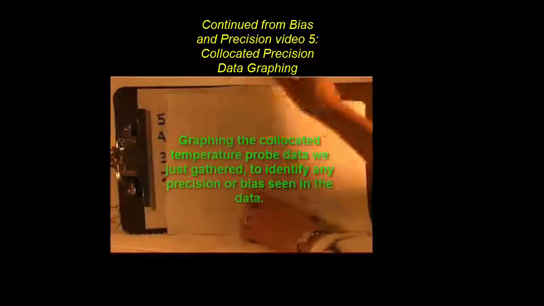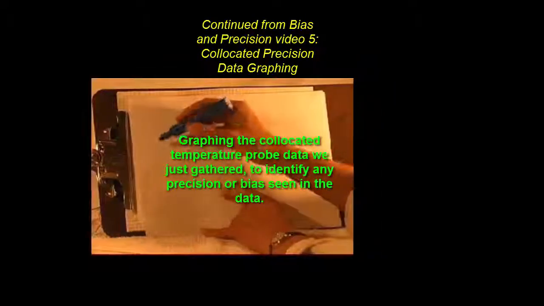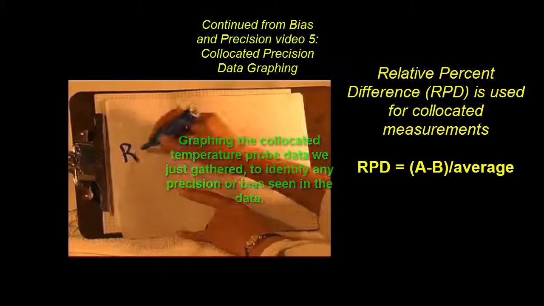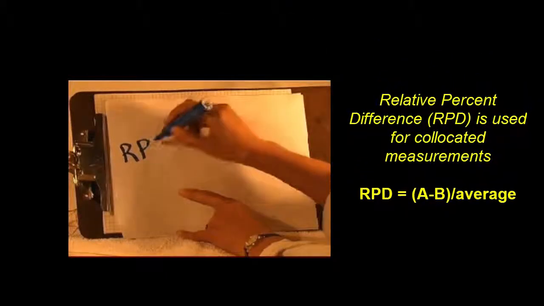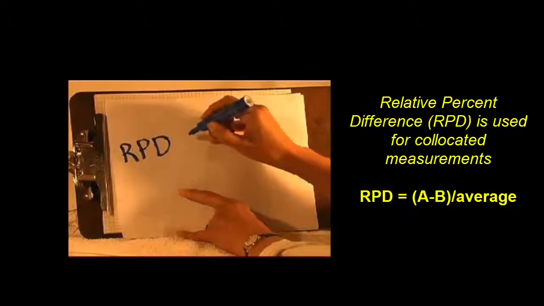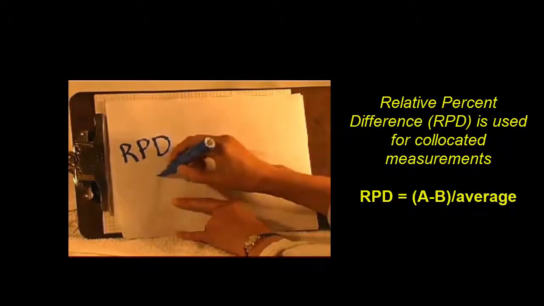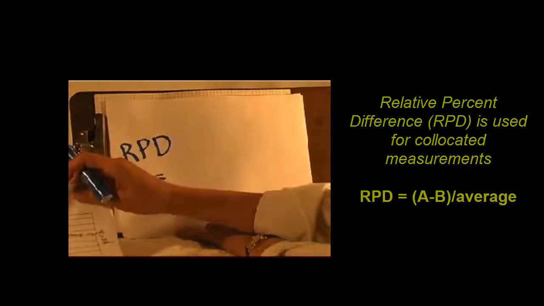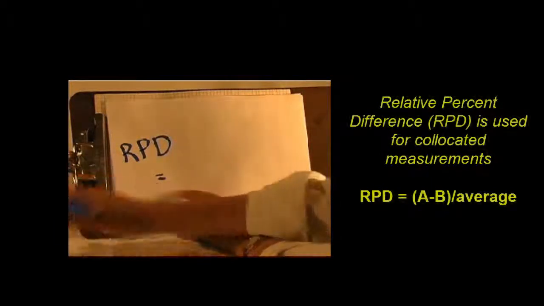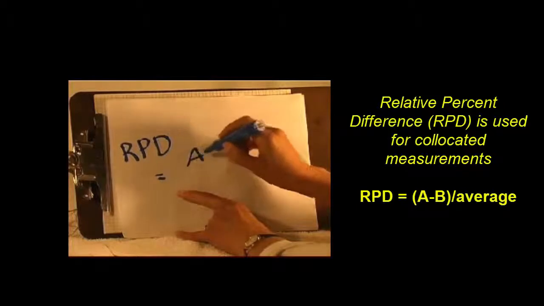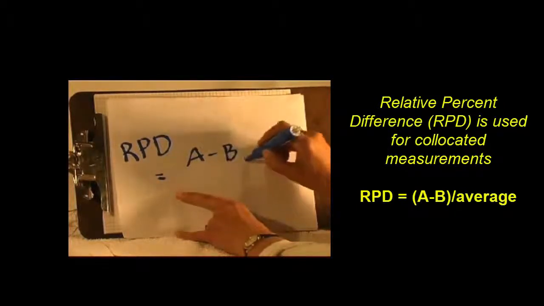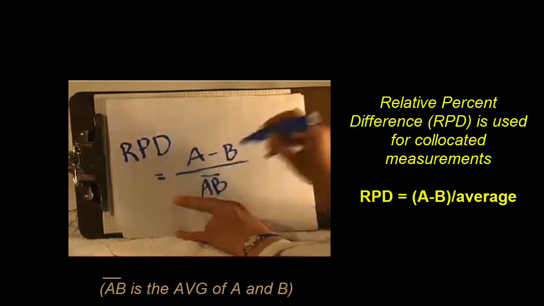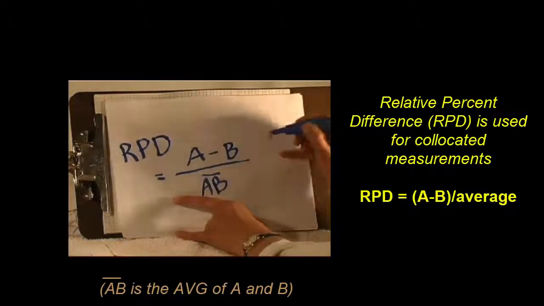Calculate precision when you've got two measurements side by side, like in this case. You are talking about calculating, in most cases, relative percent difference. That relative percent difference is calculated by taking one of the things that you're measuring, in this case thermometer A, the value of A minus the value of B divided by the average of A and B. So that will give you a number.